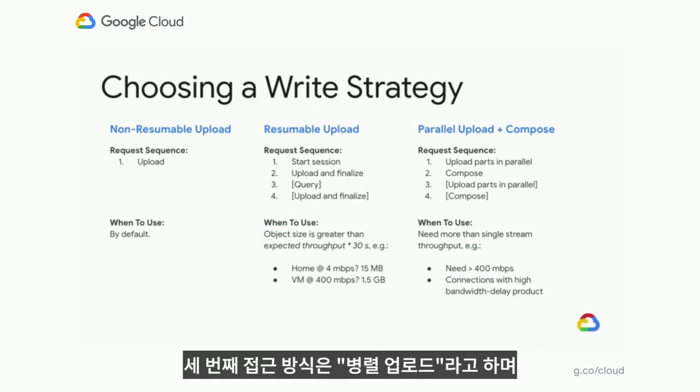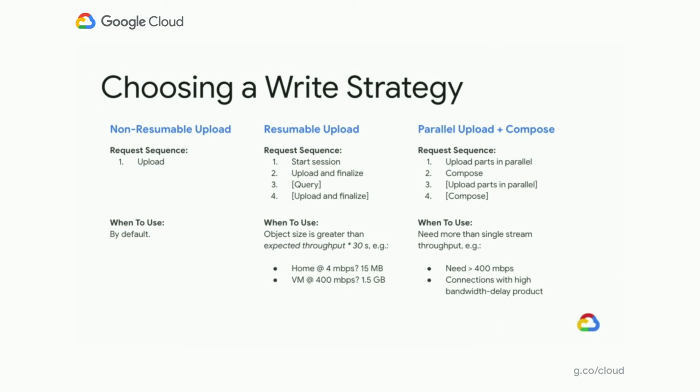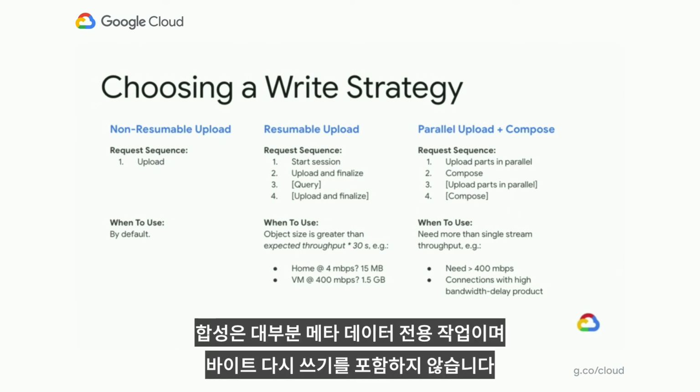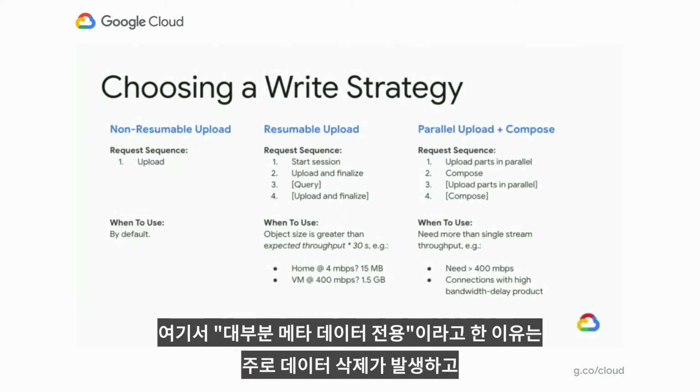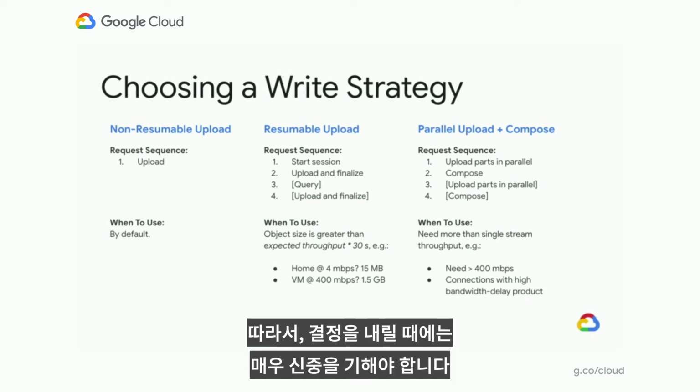The third approach is called parallel upload, where you split your object into multiple parts, upload those parts in parallel, and then compose. Compose is mostly a metadata only operation and does not involve rewriting bytes. I say mostly because it does cause a data deletion, and then depending on certain options that you pick, it may result in rewriting data. So be careful with the options that you pick there.